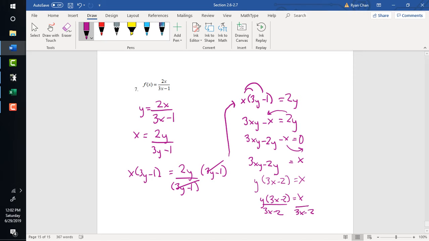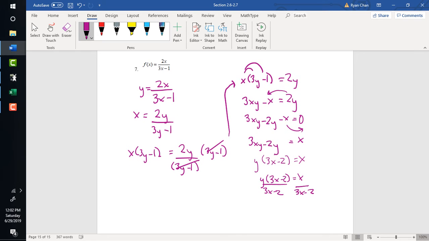So my inverse, sorry, let me scroll down, is x over 3x minus 2. That's my final answer here.